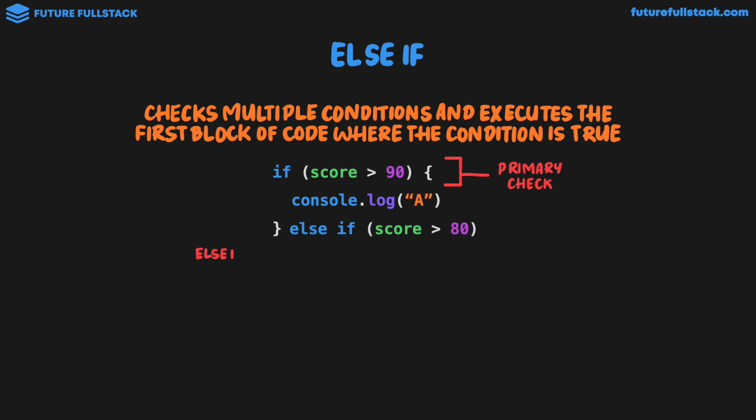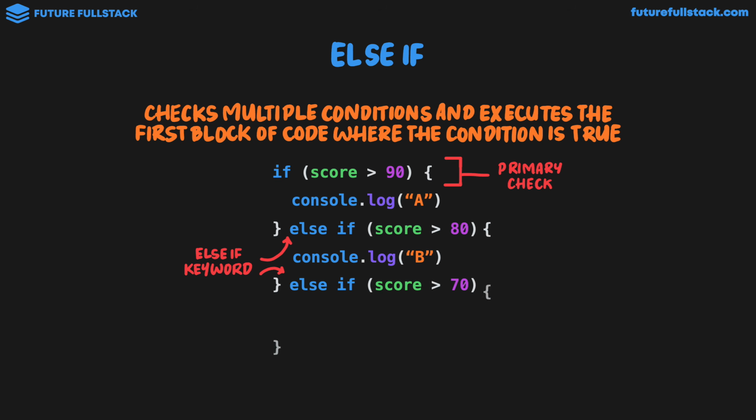We then use the else if keyword, which has its own condition tied to it. So in this example, it's asking, is the score greater than 80? We then add our curly brackets and execute code if this is true. The great thing about the else if statement is we can add as many as we like. We can then add another else if keyword, which in this case is asking in the condition, is the score greater than 70? We then add our curly brackets, and we could output to the console the grade C. So these two else if statements are acting as secondary checks.